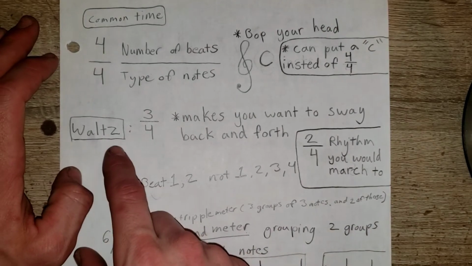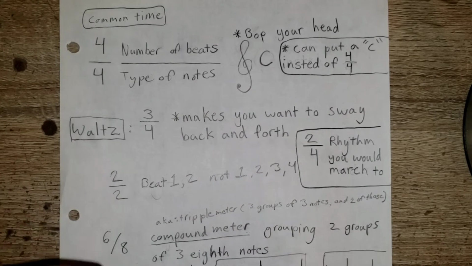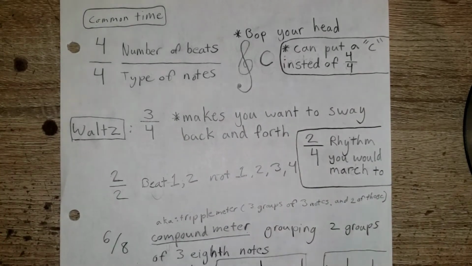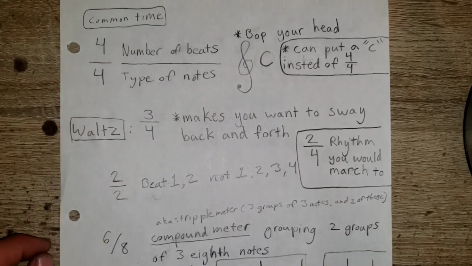We also have what's known as our waltz. We have 3/4. 3/4 is a little bit of a different feeling. It might make you want to sway back and forth. And 4/4 is kind of like bop your head. Dun dun dun dun. Okay?